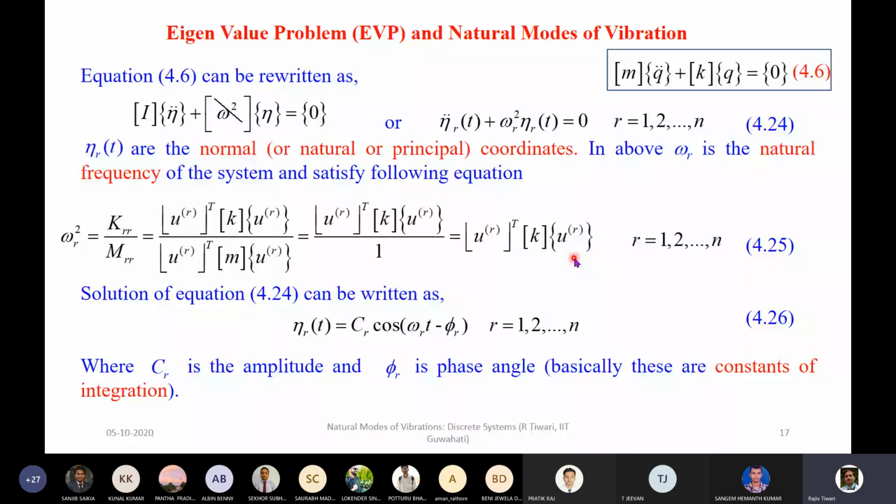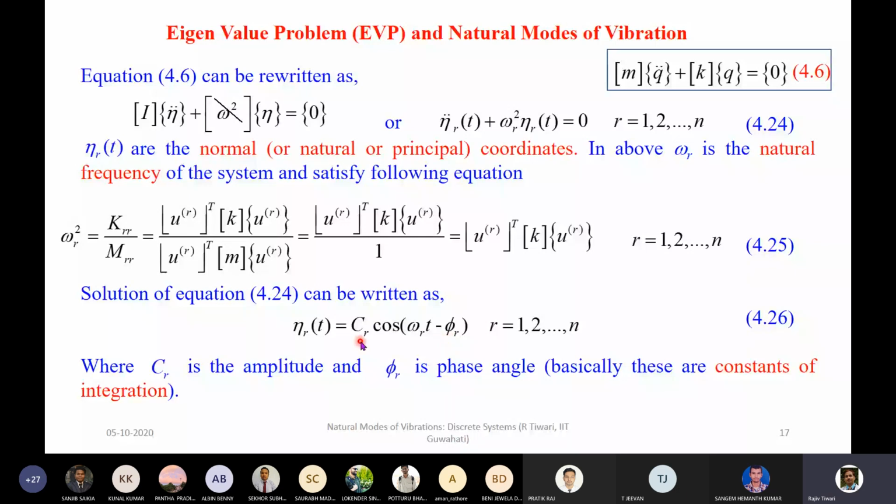Now the solution of this equation, because this is a differential equation of second order, will have this form, in which we have Cr as amplitude and phi r as the phase. So these two constants will be involved because this is a second order differential equation, and this is the solution for all the normal coordinates from r equal to 1 to n. These constants we need to obtain from the initial conditions of the problem for the free vibration.